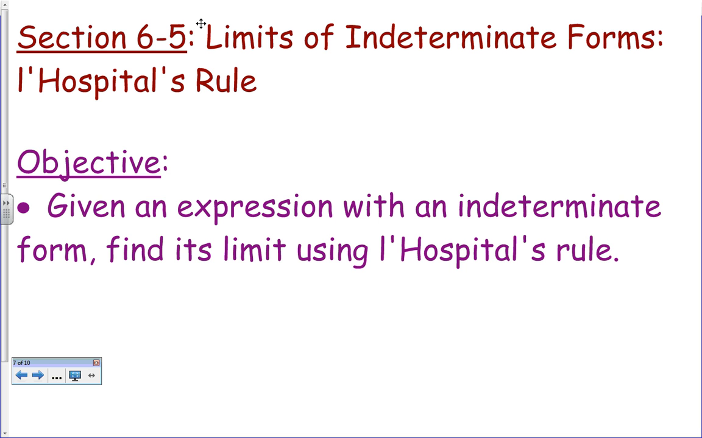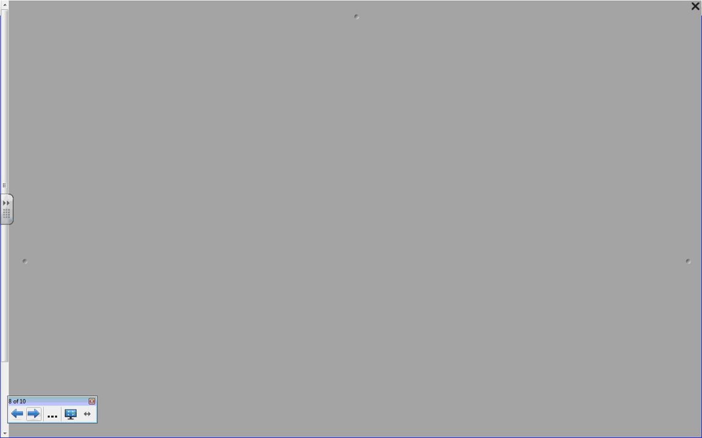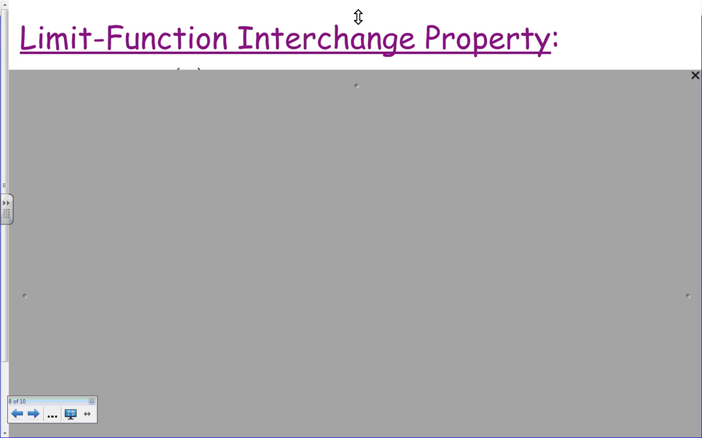All right, and if you recall, we've already seen the quotient and the product indeterminate forms, and how to use L'Hopital's to evaluate those. And now we're going to look at the difference and the power forms, and look at how we can use L'Hopital's rule to help us evaluate those ones. Now to do that, we need an additional property here that we'll see. And this property here is what's called the limit function interchange property.